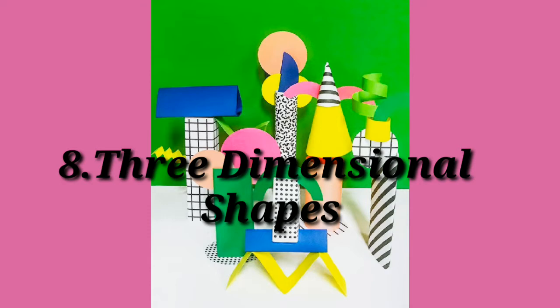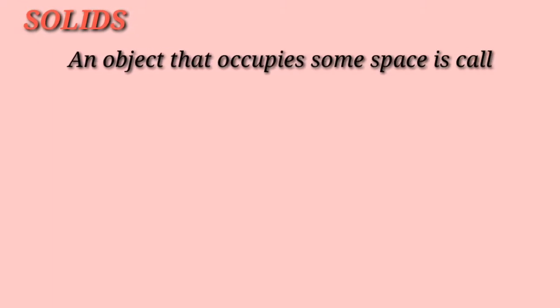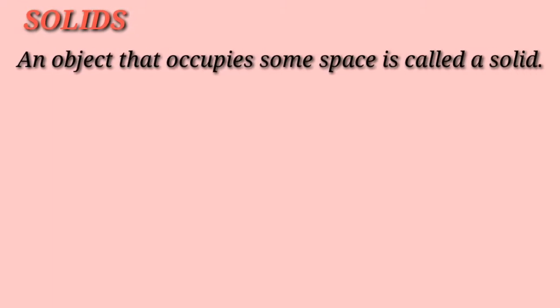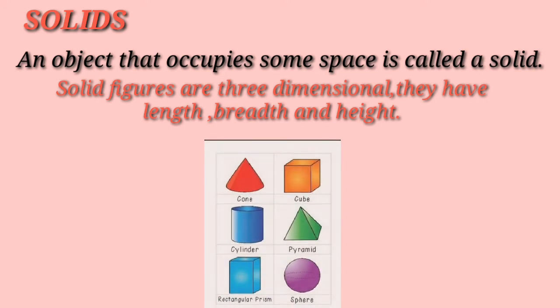Today I will take up chapter 8 of geometry, that is three-dimensional shapes. Three-dimensional shapes are also known as solids. So let's try to explore solids. An object that occupies some space is called a solid. Solid figures are three-dimensional. They have length, breadth and height.